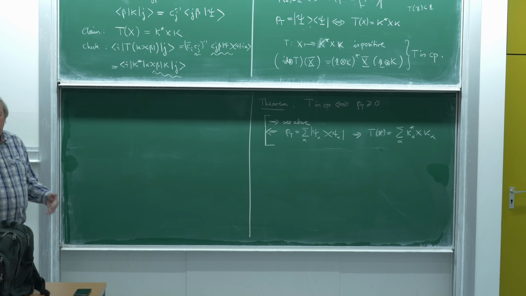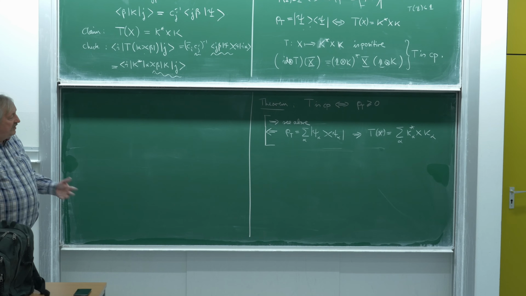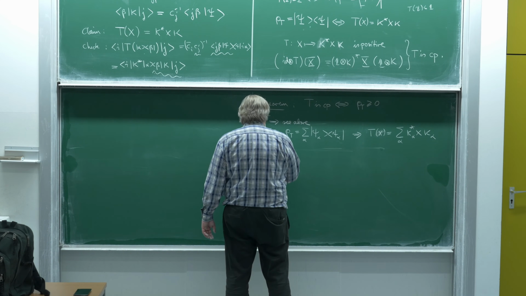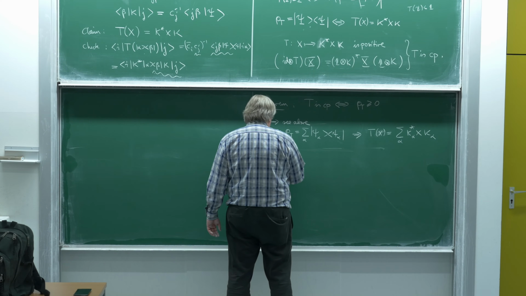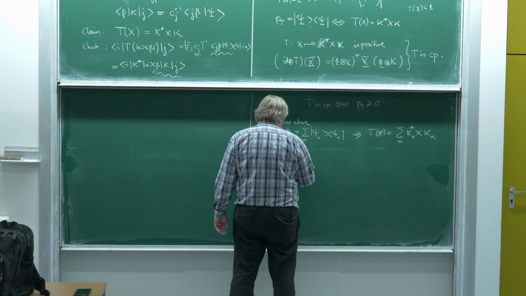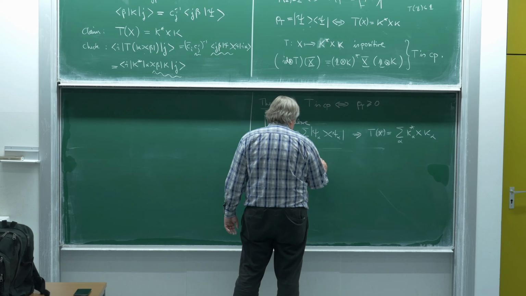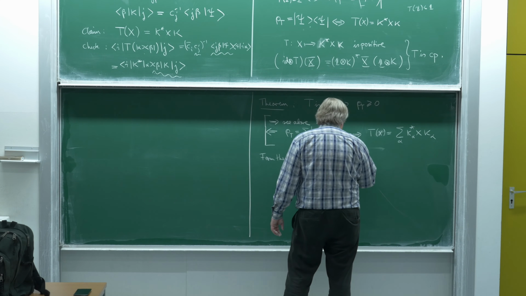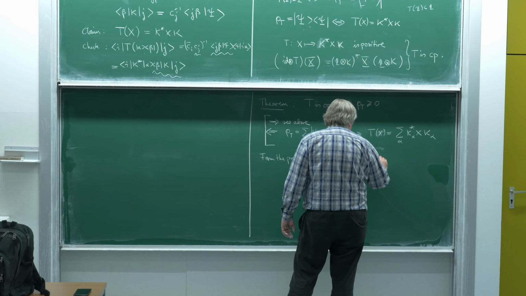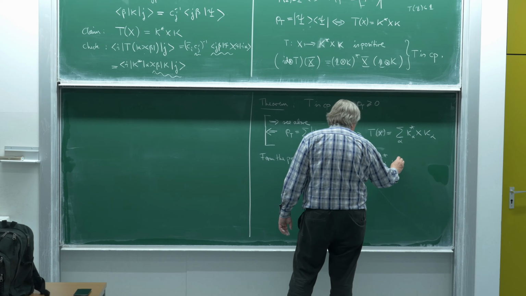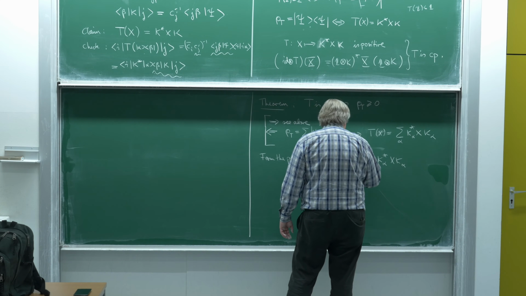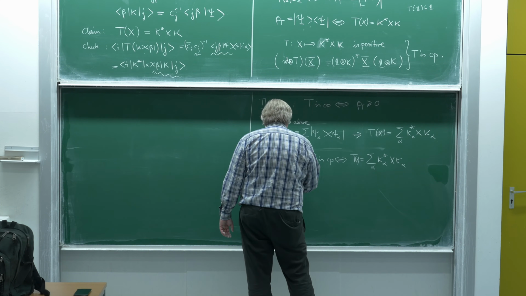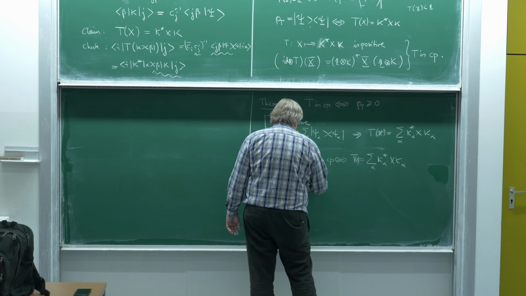So we proved in passing that every CP map can be written in this form. From the proof, CP is also equivalent to T can be written as a sum of K alpha star X K alpha. Well, maybe let's put the X there. That's a bit clearer. And these K alpha are called the Kraus operators.